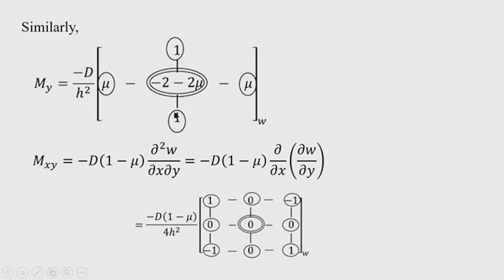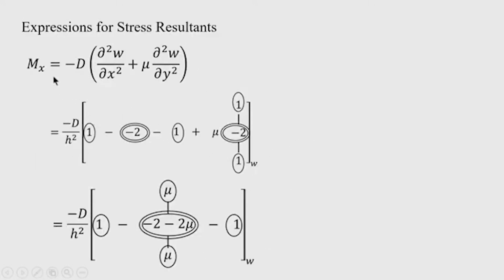Okay. Now, suppose you apply the condition for mx, with this 1, minus 2, minus 2 mu, minus 1 stencil. If this mx is to be applied at the boundary, the node falls on the boundary, but you can see that one point is outside the boundary. That problem is overcome by taking a dummy point here and relating the displacement of the dummy point with the displacement of the real image point.